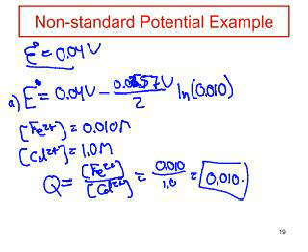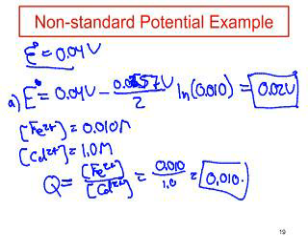If you plug this into your calculators and calculate the value of E for the cell, you can see that the value of the potential is going to be 0.02 volts. So this is even lower than the potential under standard conditions. The reason for that is because the potential for the cell does depend on the concentration. And you can see here it also depends on the value of Q.